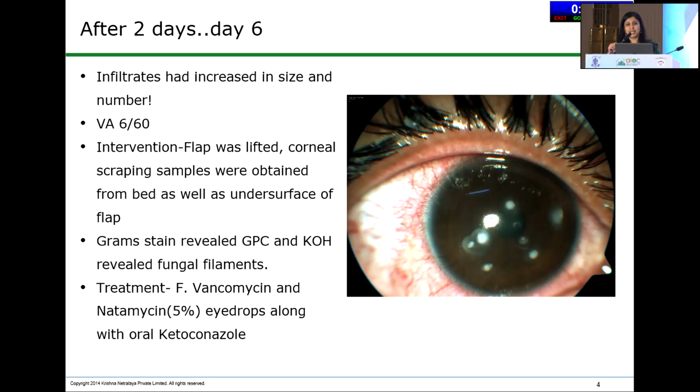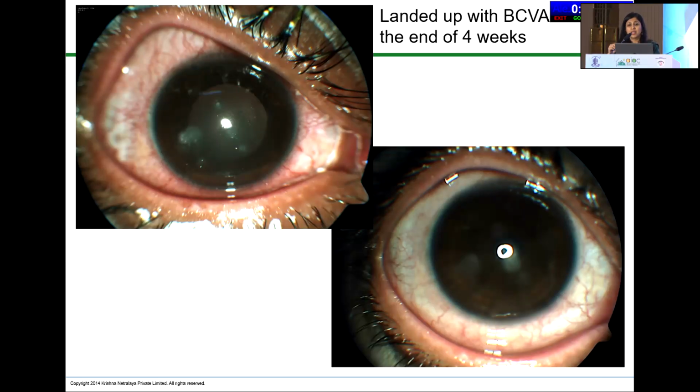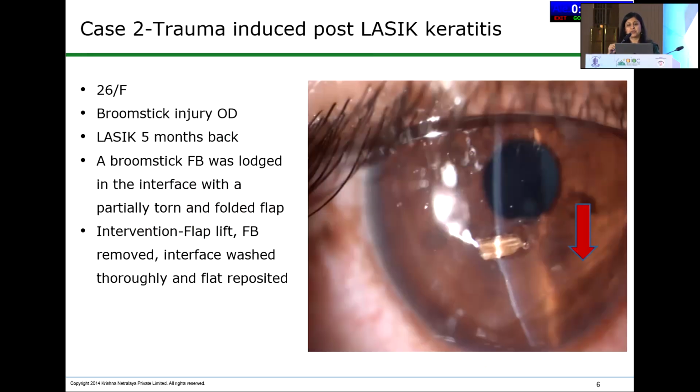However, on day 6, that is after 2 days, the infiltrates had increased in size and number. Now this was really a frightening situation. The vision had dropped to 6/60. So this time the patient was convinced, and we went ahead with intervention. We lifted the flap, scraped off the infiltrate, and sent for microbiology. It turned out to be a combination of GPC, and KOH revealed fungal filaments. So the patient was put on fortified vancomycin and natamycin drops. We were lucky here, landing up with a BCVA of almost 6/9 at the end of 4 weeks.